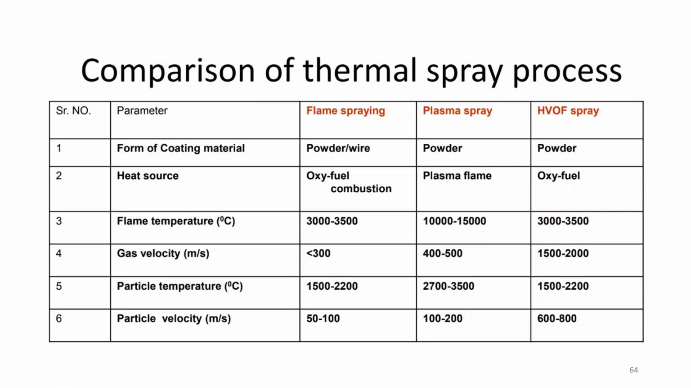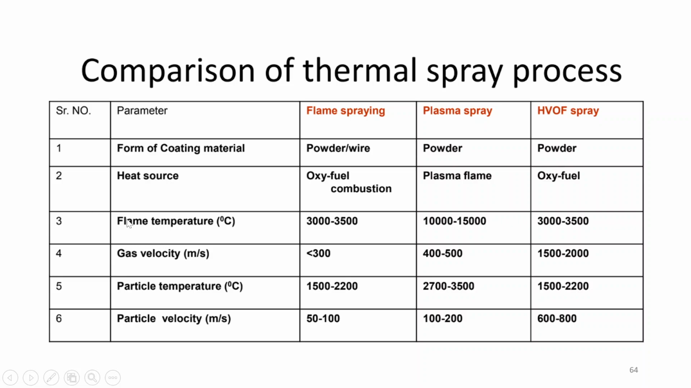Now comparison of thermal spray processes. These are various parameters. In case of form of coating material, in flame spraying you have coating material in the form of either powder or wire. In plasma spray, you have it in the form of powder, and in HVOF spray also in the form of powder. In case of heat source, in flame spraying it is oxy-fuel combustion. In plasma it's plasma flame, in HVOF it is oxy-fuel.